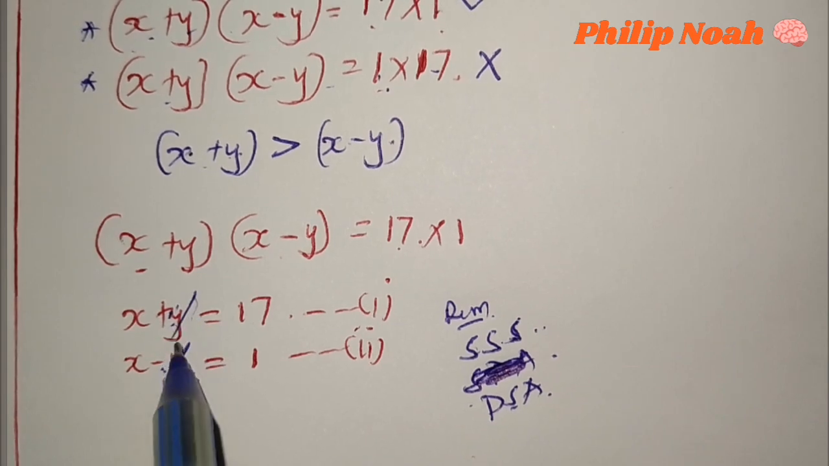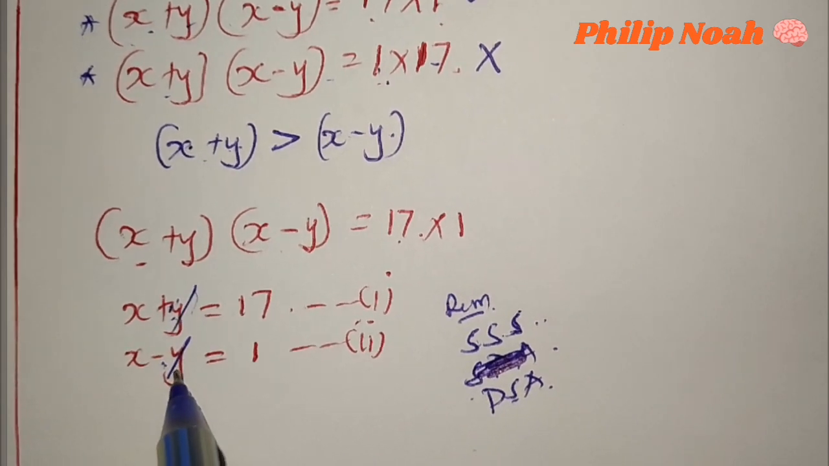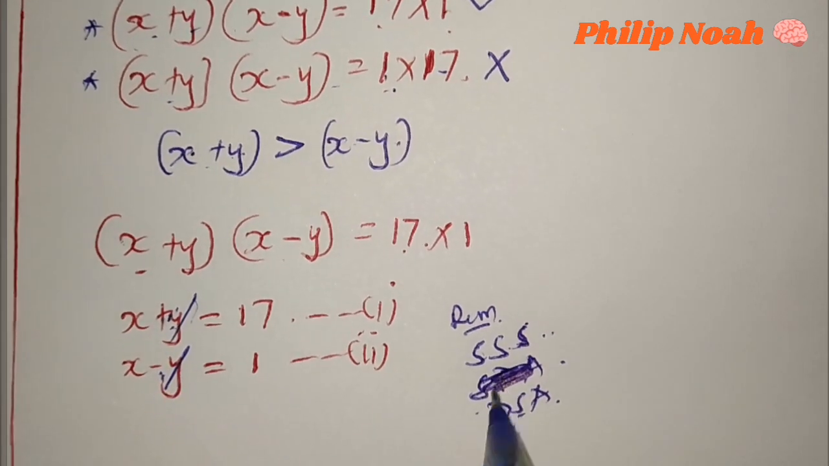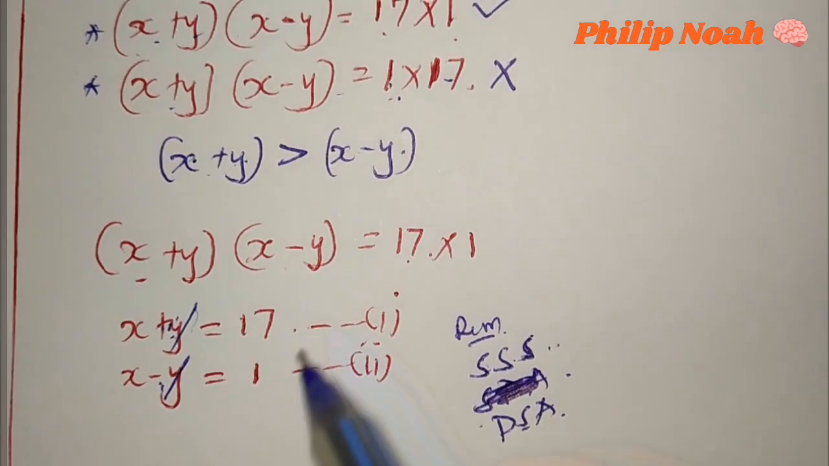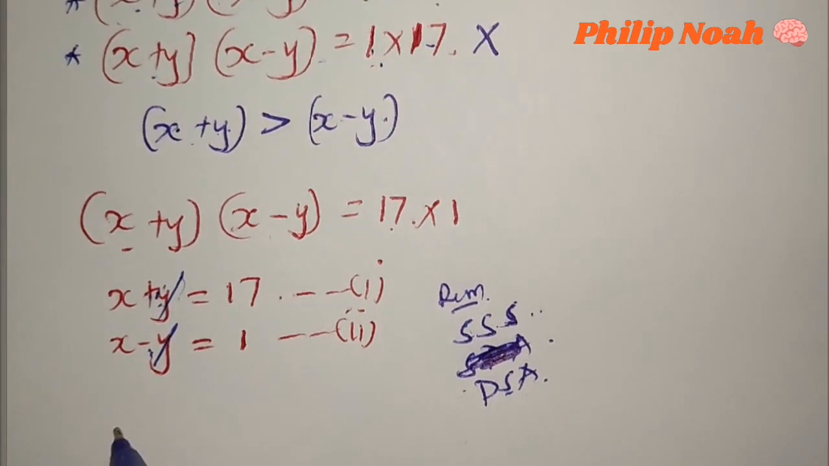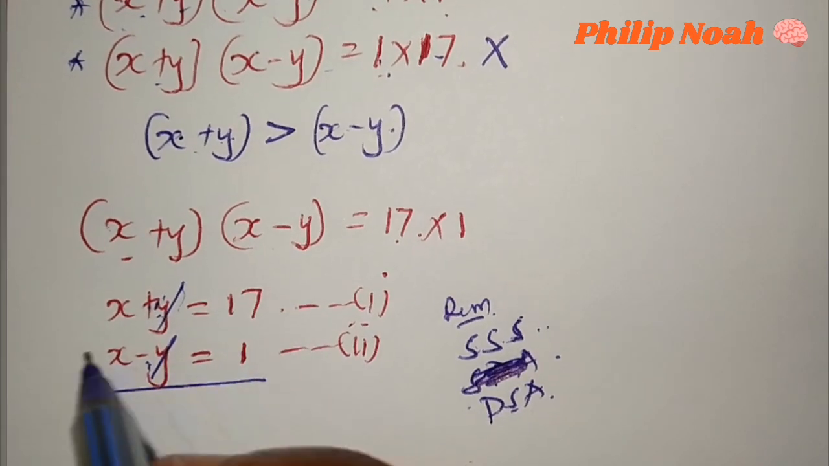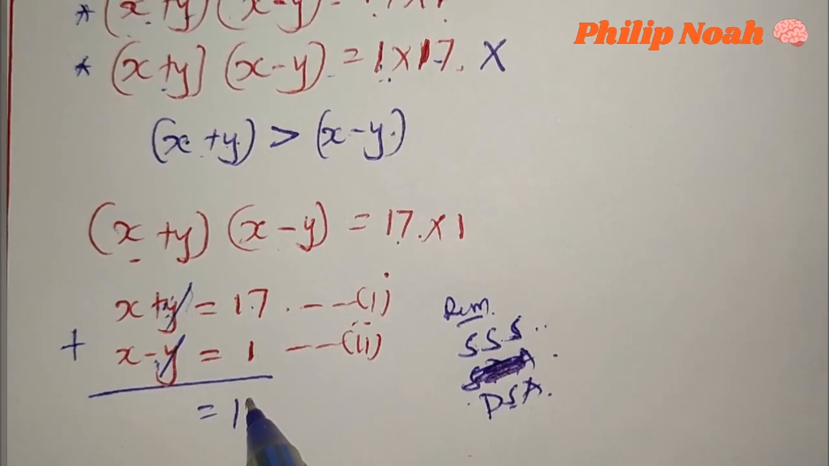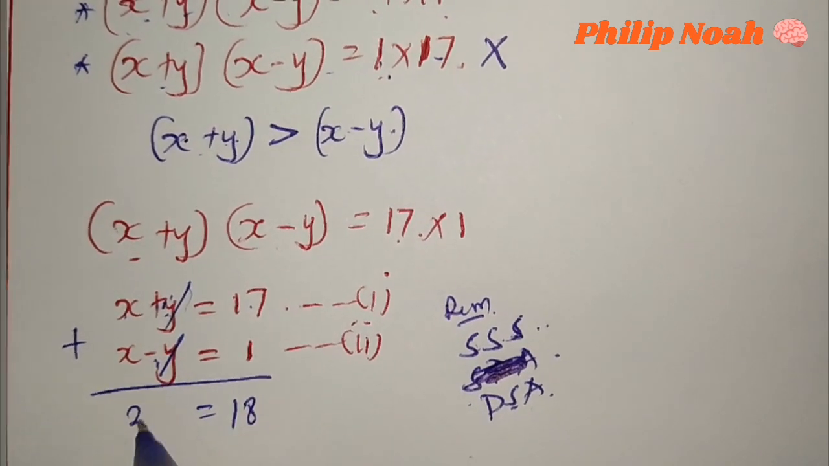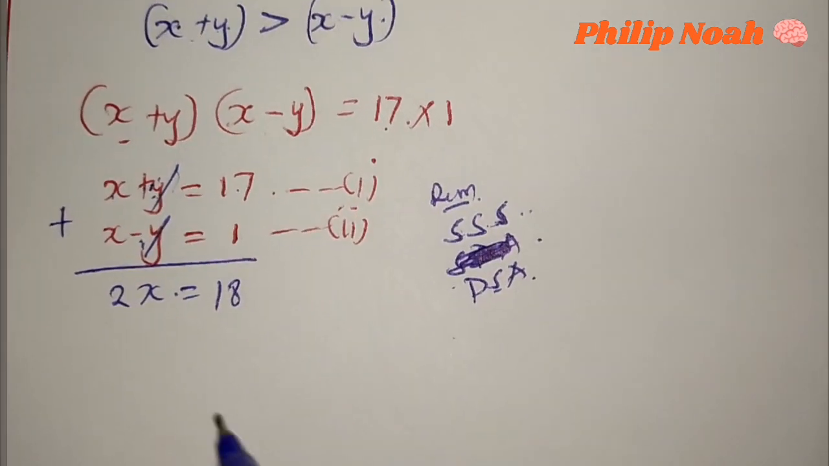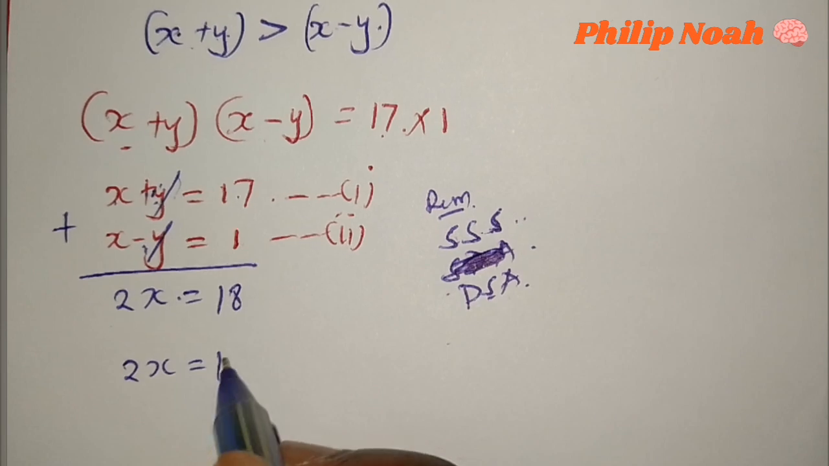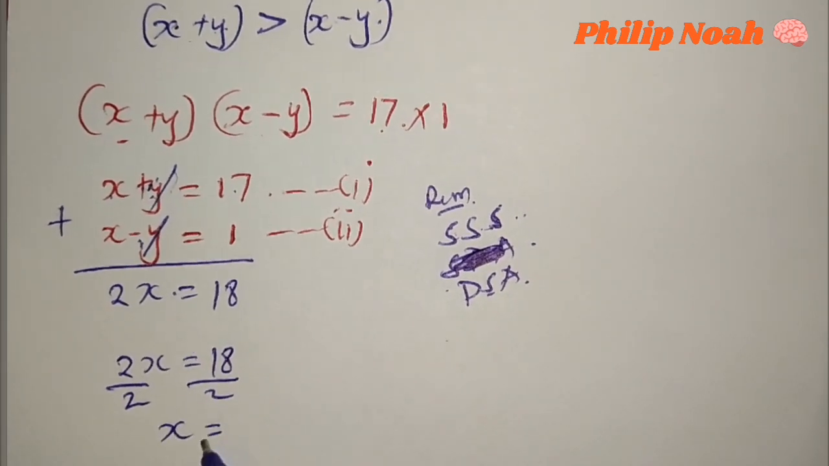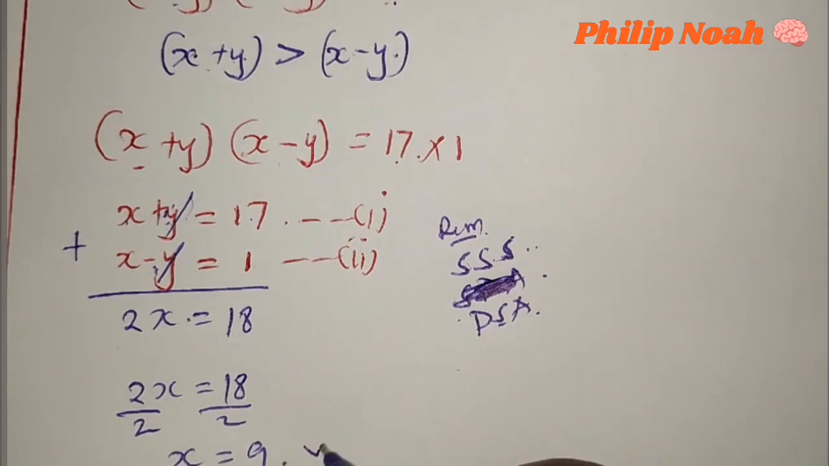For those variables that we have eliminated, that's what we are looking at. So this is positive, this is negative, so it is a different sign. So we shall add, and say that 17 plus 1 we get 18. x plus x we get 2x. So 2x is equal to 18. Divide all through by 2, we get our x as 9.